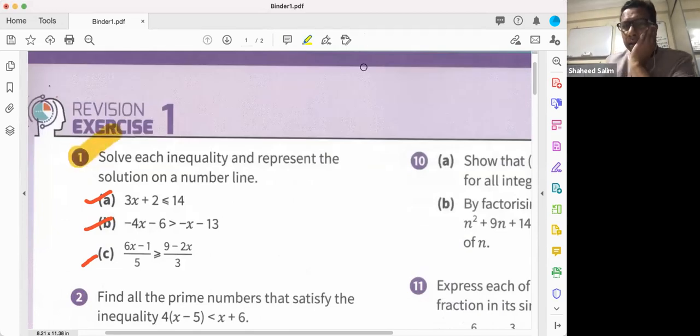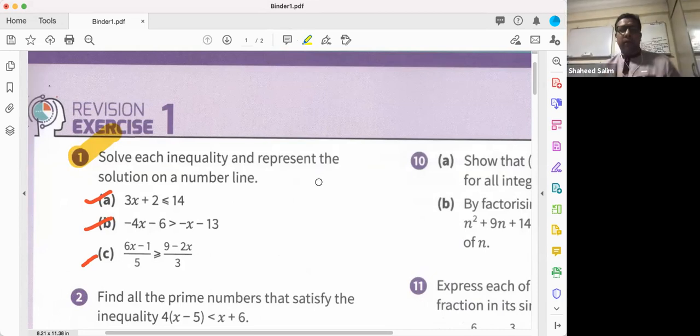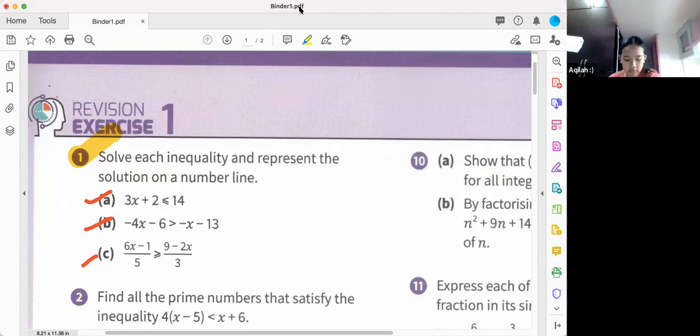You okay, Aqilah? Are you okay? Yeah. For B, I'm just a little bit confused. Okay. X more than negative 2.333? More than or less than? Okay. So, have you written down your working? Yeah. Can you either take a snapshot or okay? Yeah, just hold on. Okay. Thank you. Hold on.